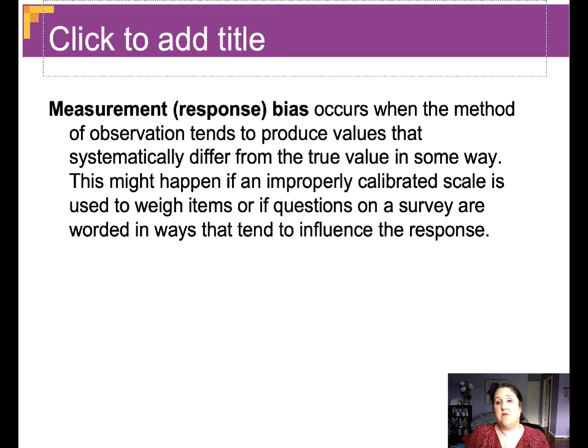And we get this when our method of observation tends to produce values that systematically differ from the true value in some way. So you could think of this as a scale that was calibrated incorrectly. Now, every time you placed an item on the scale, it would be, say, 2 pounds too light for every observation. But those are incorrect because they're off by 2 pounds. So a measurement bias typically will be in the same way for all of the observations, but they are incorrect.